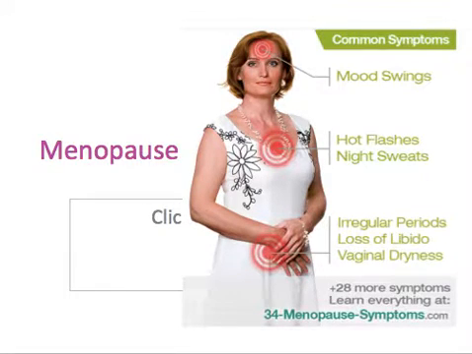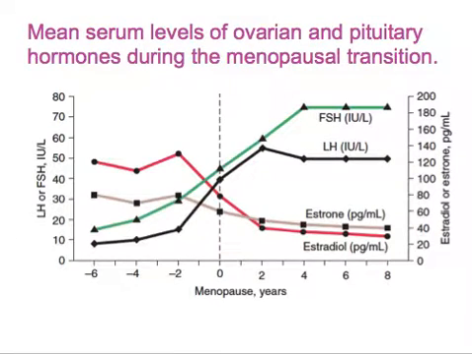So we go to the last part, which is your menopause. The most common symptoms would be mood swings, hot flashes, night sweats, then your patient will start having irregular periods and loss of libido, and then you have vaginal dryness.